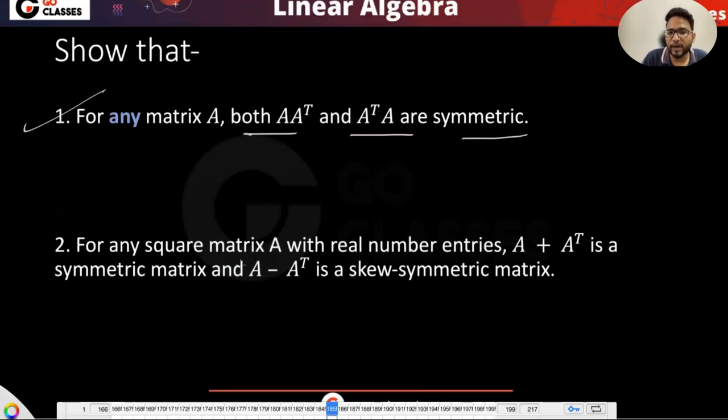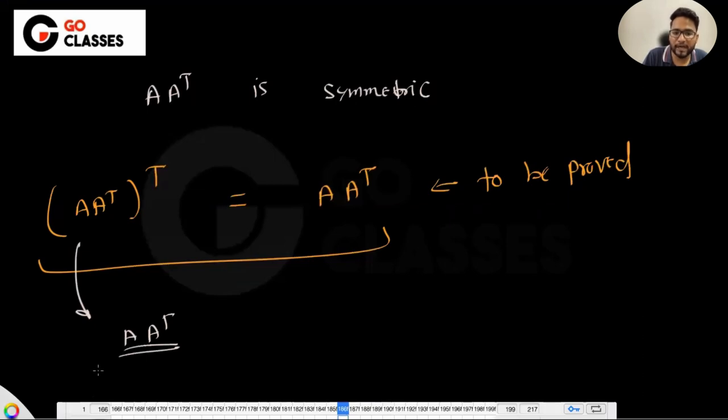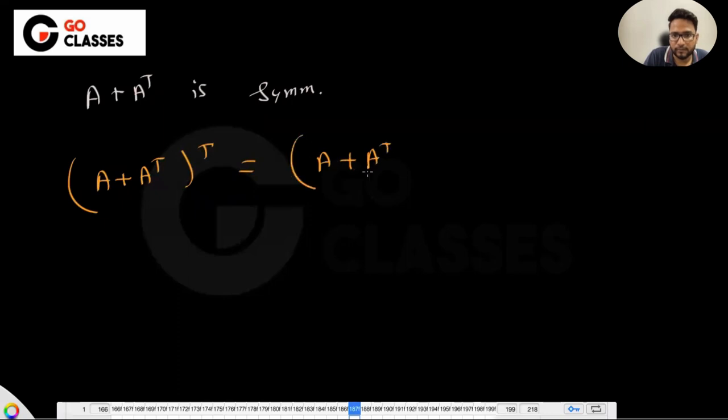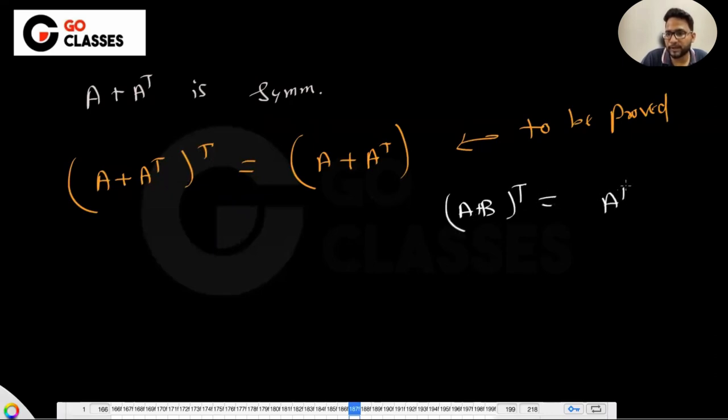Now the second point is saying, for any square matrix A with real entries, A plus A transpose is symmetric and A minus A transpose is skew symmetric. If you want to prove that for any matrix A plus A transpose is symmetric, then what you need to do? In terms of mathematics, you need to prove it like this. This is to be proved. Can you prove this? For A plus B, you can apply the formula (A plus B) transpose equal to A transpose plus B transpose. So you can easily prove this, right? A transpose plus B transpose.